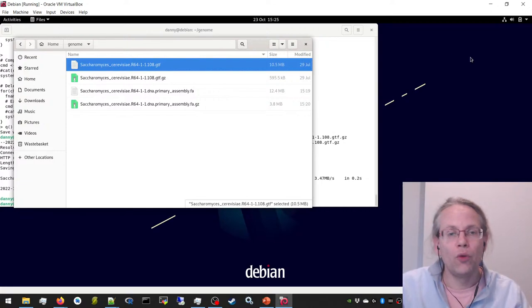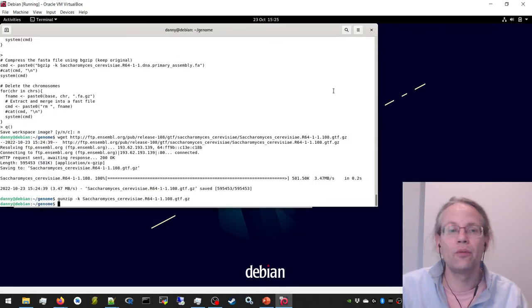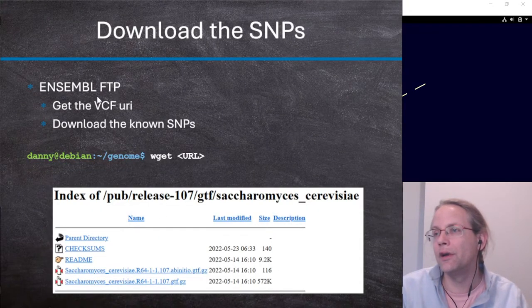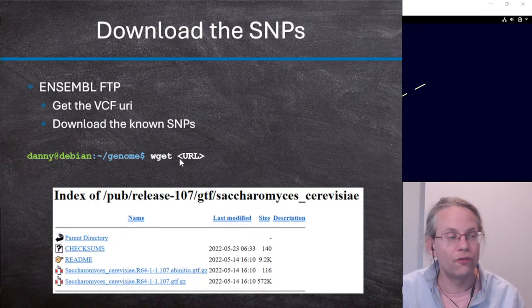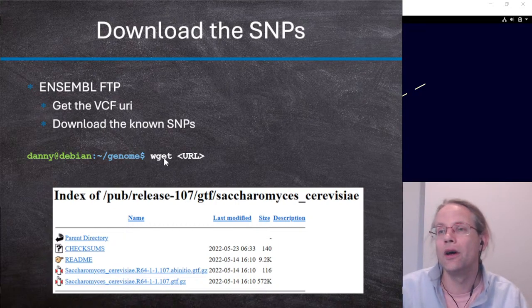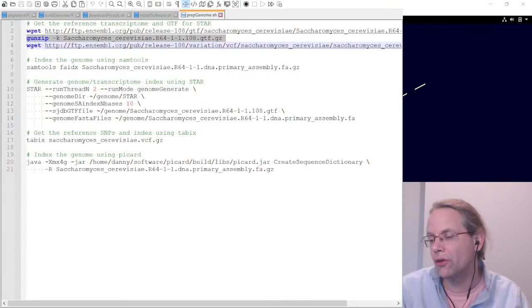All right, so there's one more thing that we need before we can start building and indexing our genome, and that is all of the SNPs. This is the VCF file. So if you go to the Ensembl FTP download, then you can just get the URL. So it's not the GTF, but the SNPs in this case. So we want to download the VCF file. Again, we're going to do vget. Fortunately, we don't have to extract all of the known SNPs. We can just download the file, and that is it. All right, so let me do that.